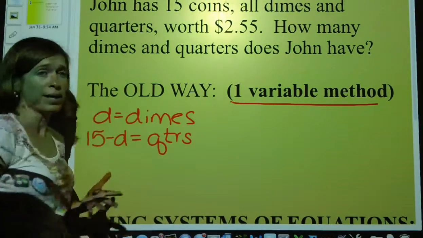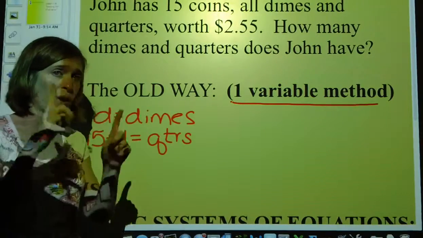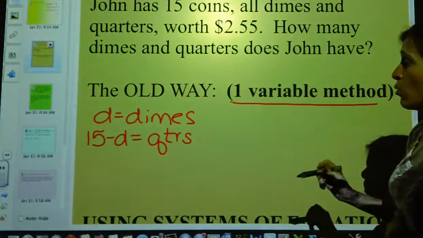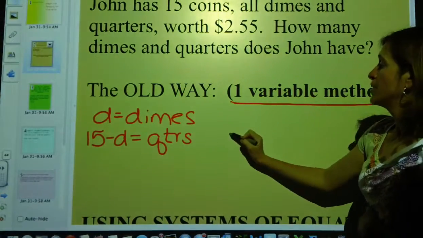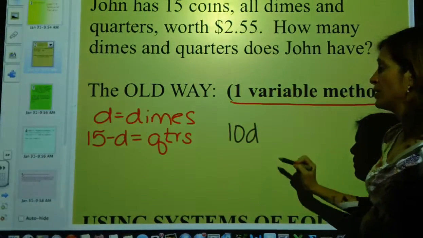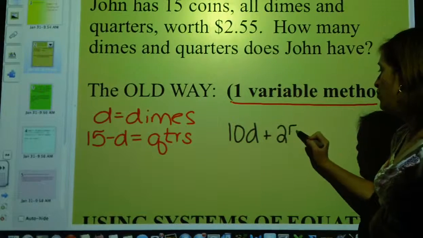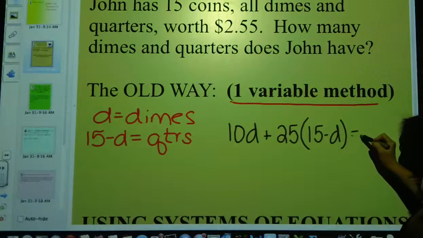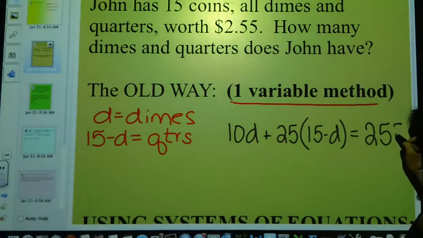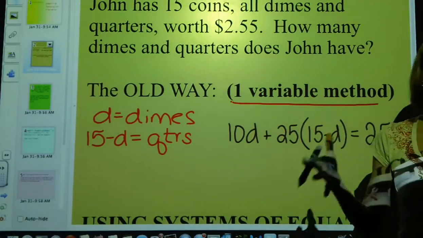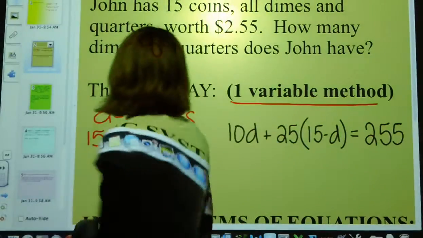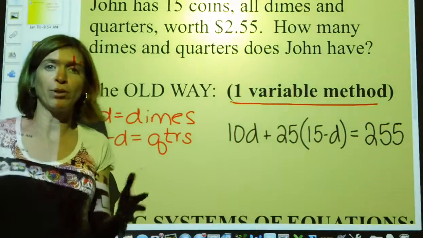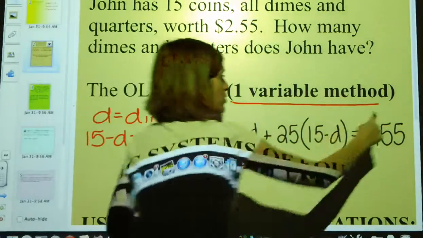Then we'd write one equation in one variable, and it would have to deal with the value of the coins. So we would do 10 times D for dimes plus 25 times (15 minus D) for my quarters equal the total of 255. Okay? That's what we used to do. Today what we're going to do is I'm going to show you how we use systems of equations and two variables to make this somewhat easier for ourselves.